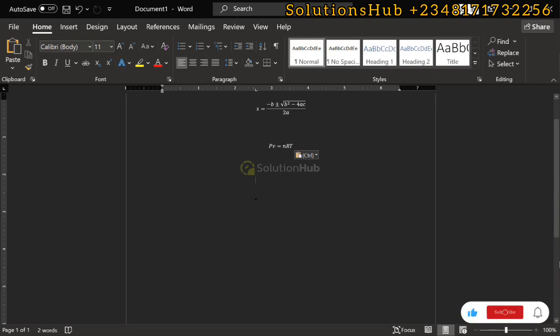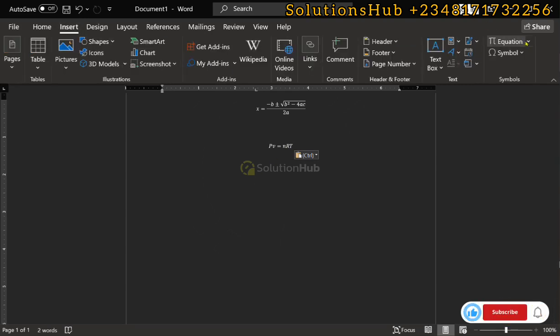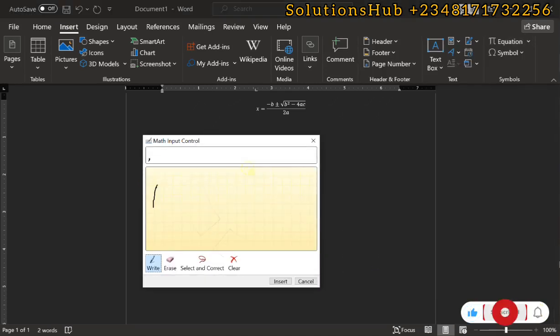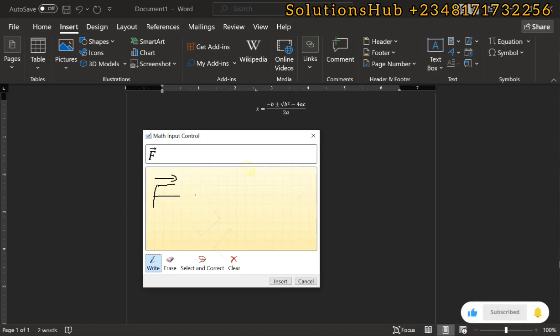So we can move ahead to another formula, which is Newton's second law in vector form. So we still go to Insert, we have our Insert Ink Equation, and then we have the vector notation equal to mass times acceleration. So we have, okay, just take it out and then rewrite it. With this, you can write some other complex math formulas.